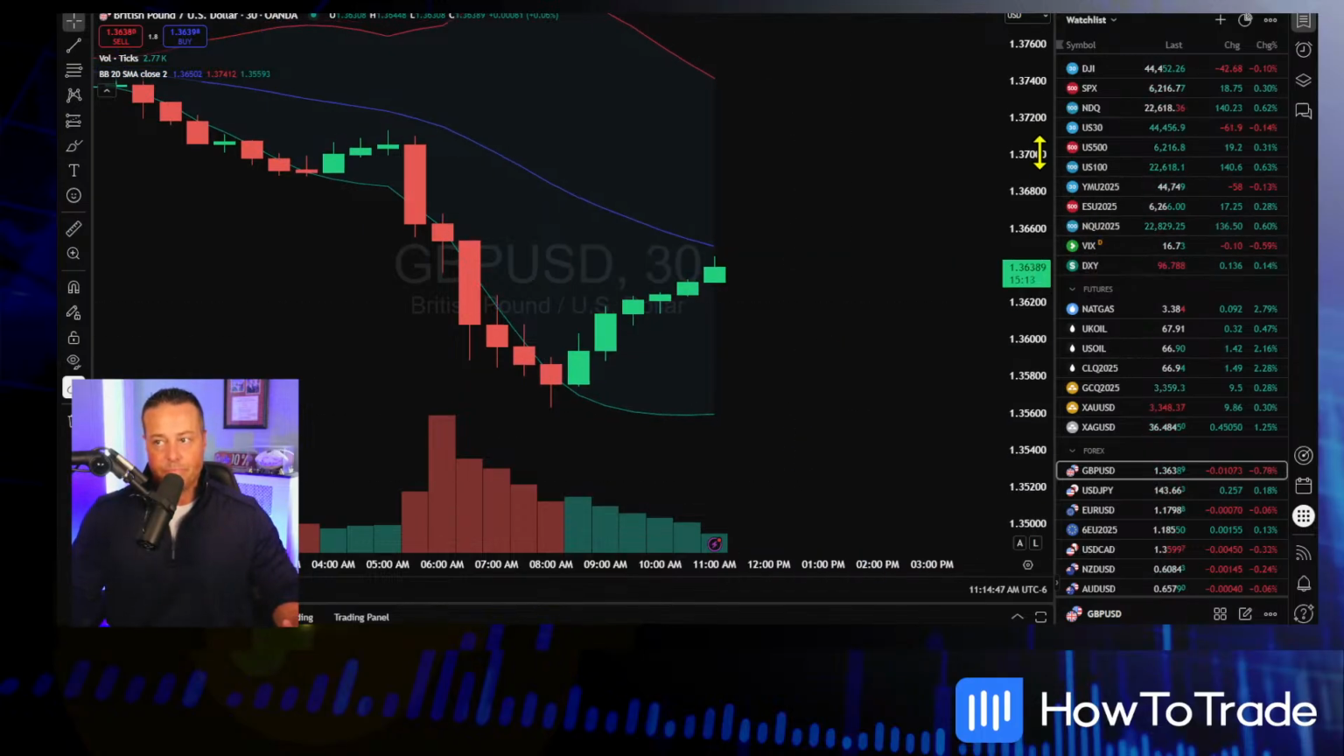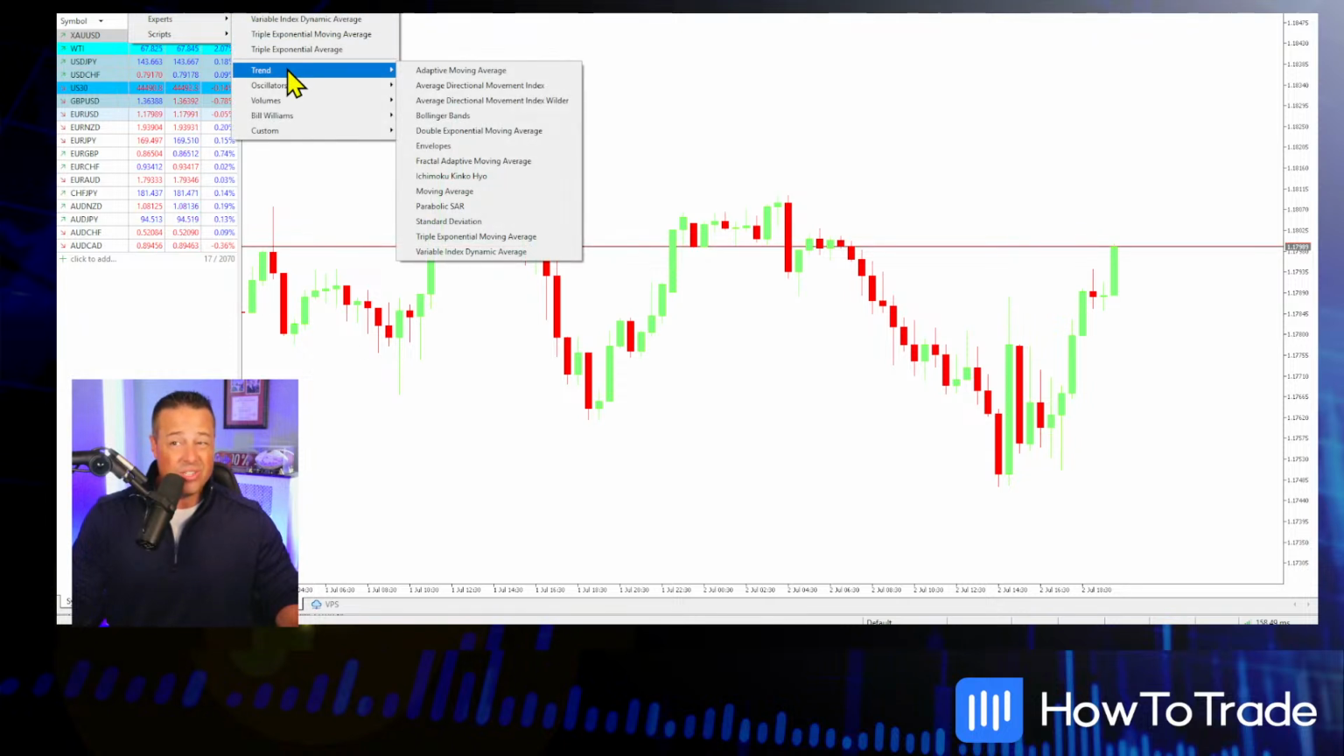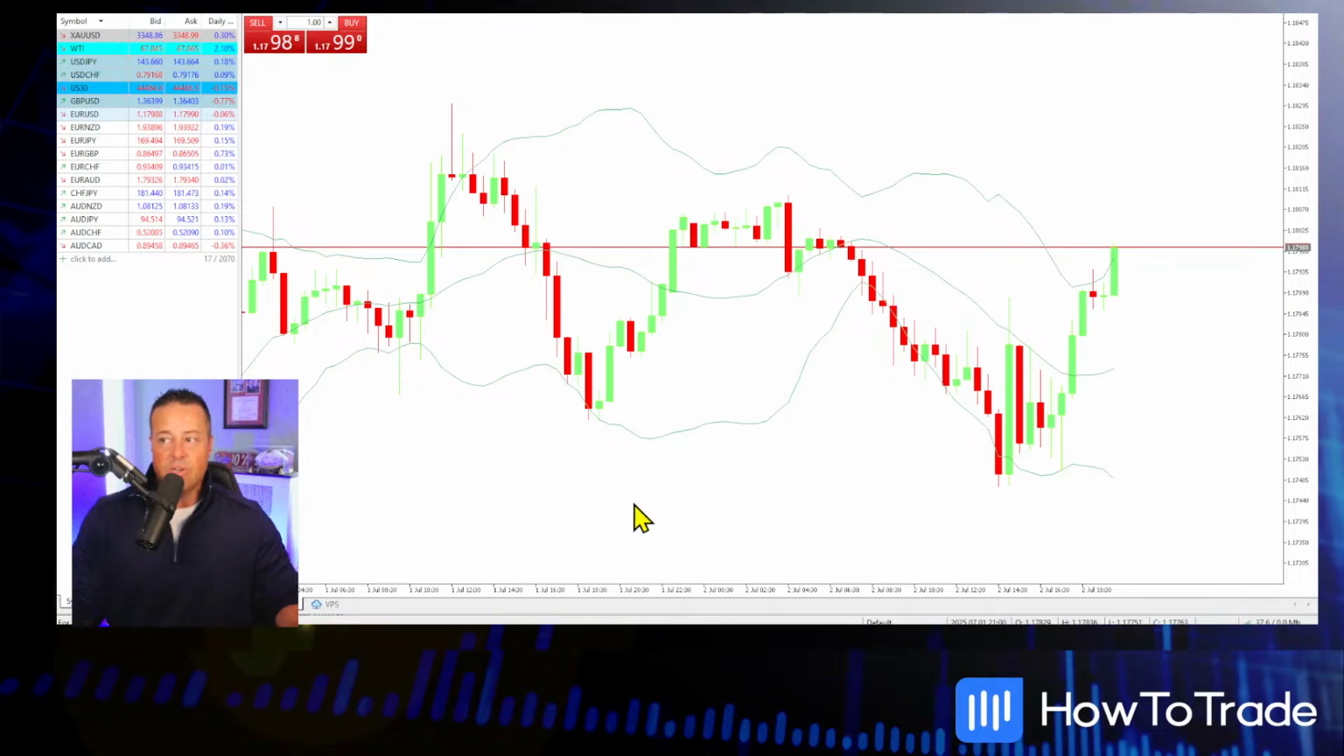Now, on MT5, how do you do that? Relatively straightforward, guys. You go right up here to insert. You're going to go to indicators. You're going to go to trend. Okay, that's where our moving averages typically are. The Bollinger Bands sort of are a function of a moving average. You're going to go ahead and click on them. You've got a periodicity of 20, deviations of 2, a standard deviation of 2. Apply to the bar close, and there you go. Let's go ahead and put it on and see what we've got. So there's your Bollinger Bands.